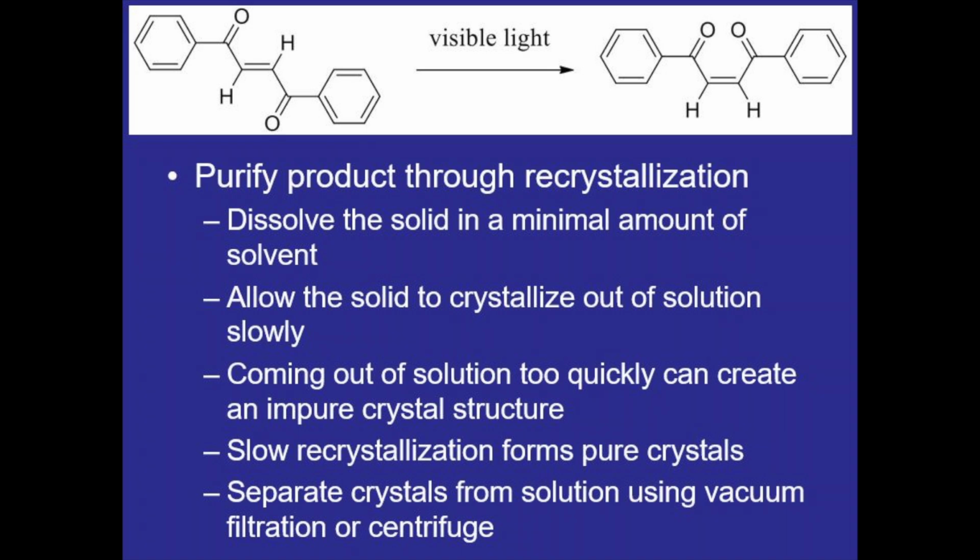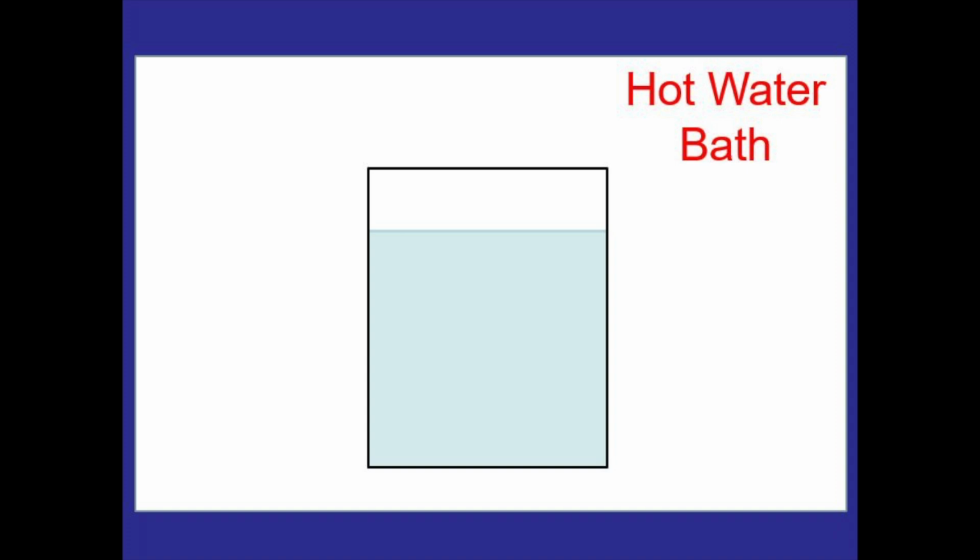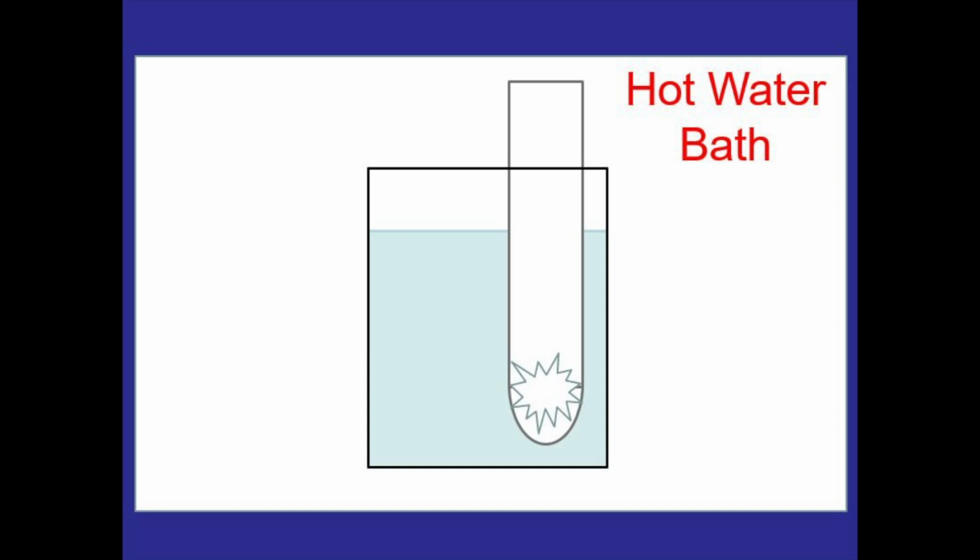I'm going to walk through this using some diagrams because this is a technique that we're going to use a lot in future labs, and it seems to be a technique that students tend to struggle with. So here we go. Here's the hot water bath. We'll take the product and place that into a test tube or a Craig tube and then put that into the water. Then we can place the solvent that we'll be using to dissolve the product into a separate test tube and put that in the hot water bath as well so it can start heating up.